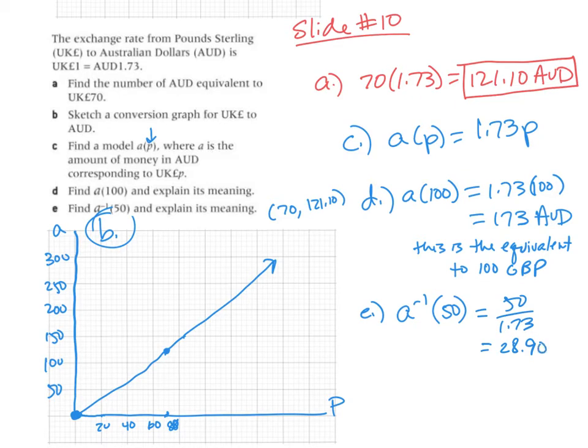Oh, so I should be consistent. Let me go back to part D, and let me change that to 173.00 to always round to the nearest hundredth. So 28.90, and that turns Australian dollars into Great Britain pounds. Okay, so the meaning of that would be this is the equivalent to 50 Australian dollars. Okay, is that it? Yeah, I think we have finished slide number 10.